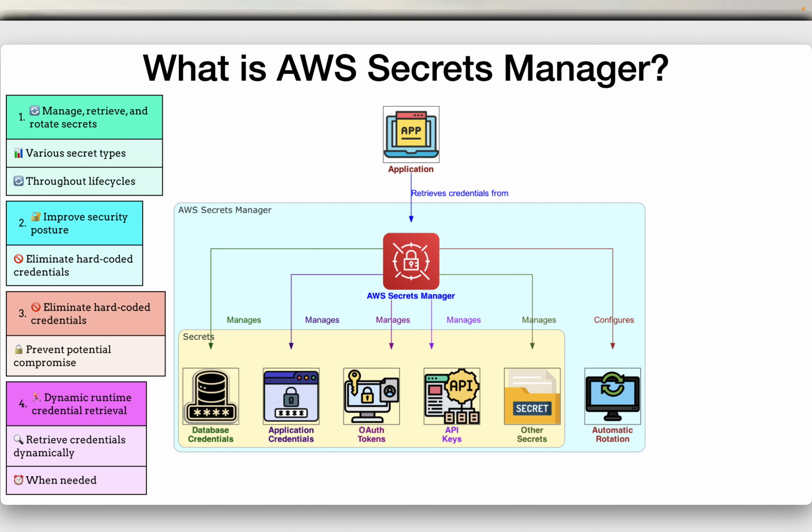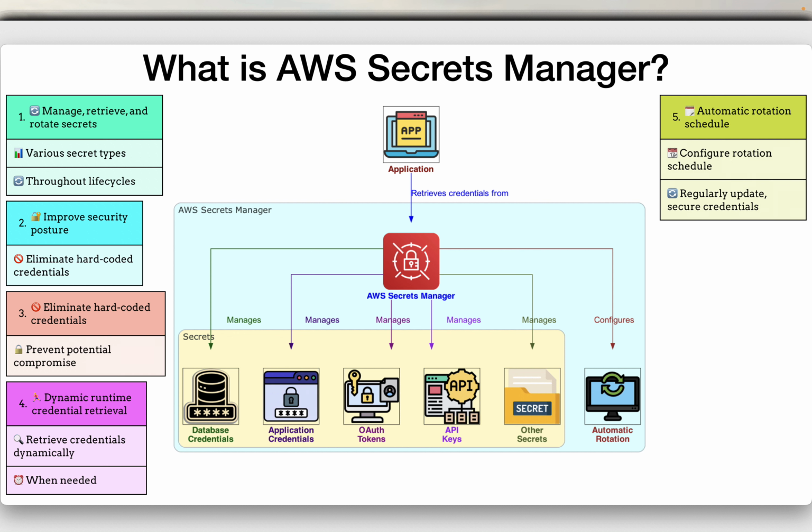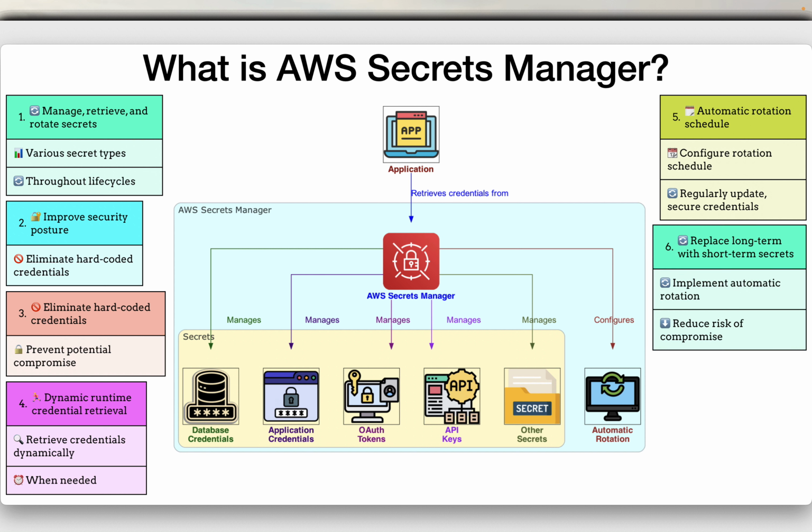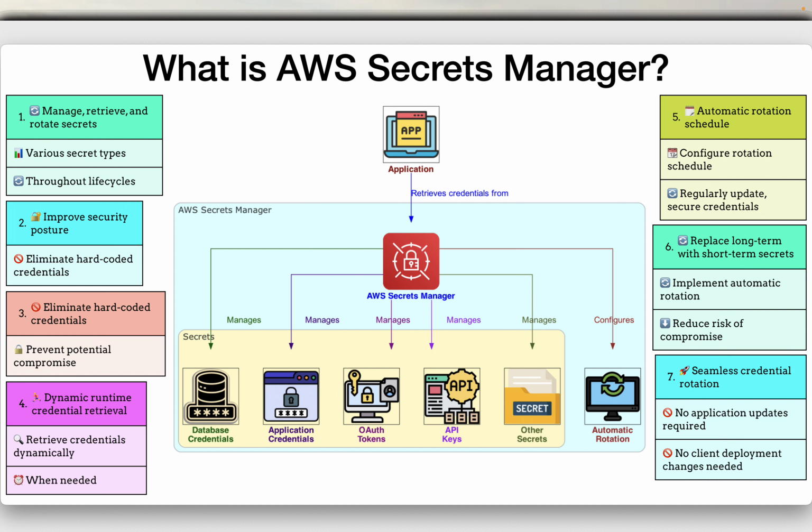Secrets Manager allows you to configure an automatic rotation schedule for your secrets, enabling you to regularly update and secure your credentials. By implementing automatic rotation, you can replace long-term secrets with short-term ones, significantly reducing the risk of compromise. With Secrets Manager, rotating credentials no longer requires updating your applications and deploying changes to application clients, as the credentials are no longer stored within the application itself.